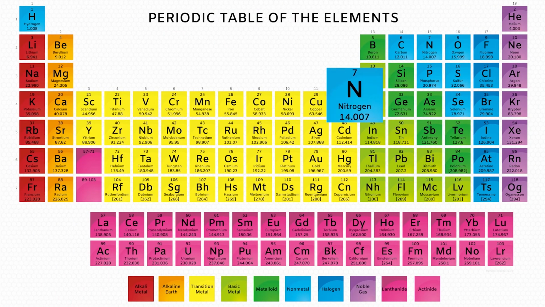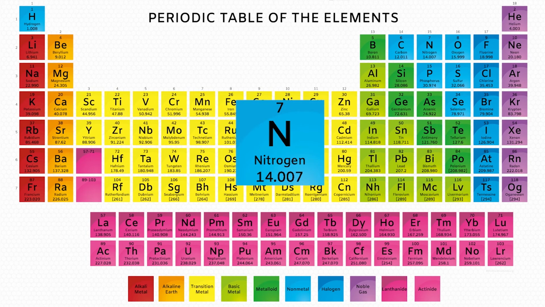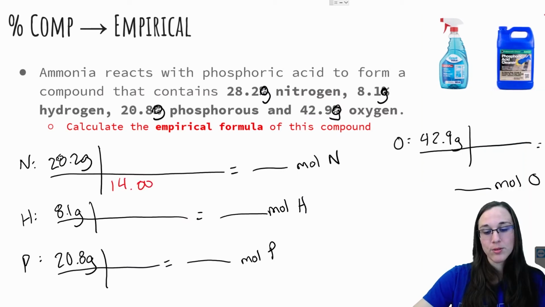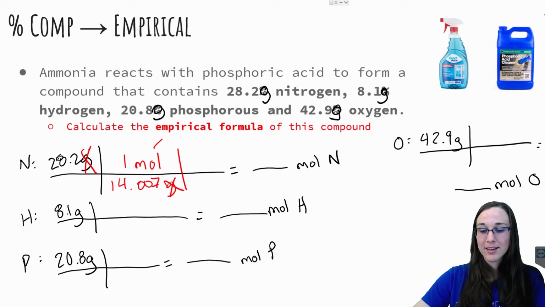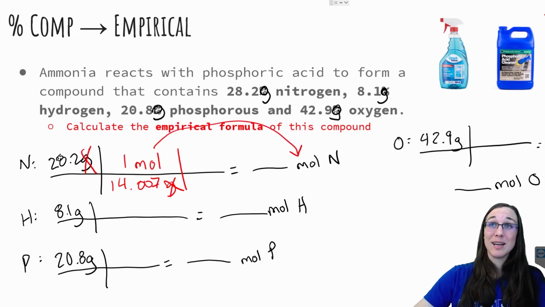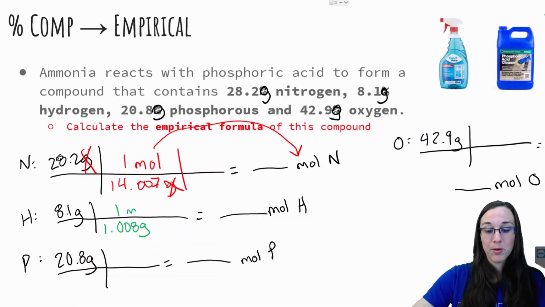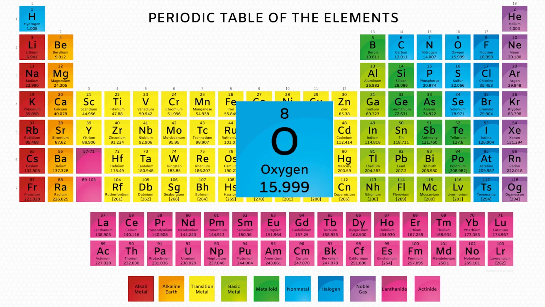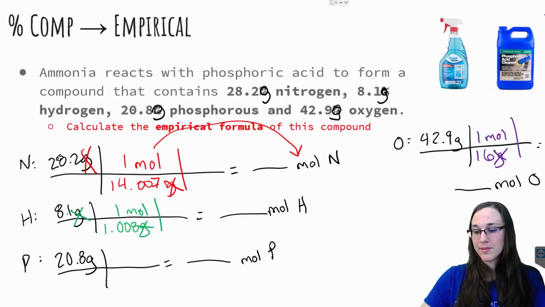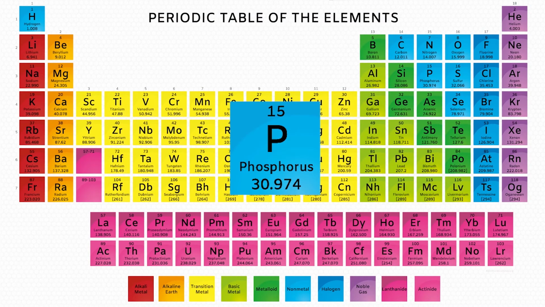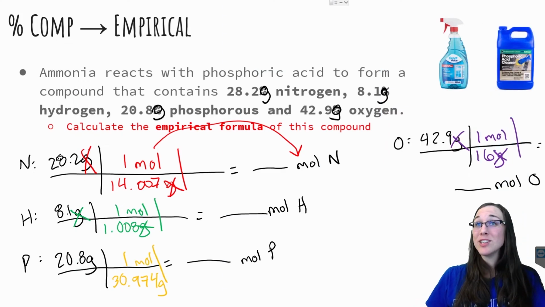If I look over at my periodic table, I can see that nitrogen has a mass of 14.007 grams per mole for each nitrogen atom. So I'm going to put 14.007 grams per 1 mole of nitrogen. I put the grams on the bottom so that my grams can cancel top and bottom, and I am in fact left with moles. Let's do that for the rest of these atoms before we calculate. Hydrogen has a mass of 1.008 grams per 1 mole. Oxygen has a mass of 16 grams per 1 mole. And phosphorus has a mass of 30.974 grams per mole.